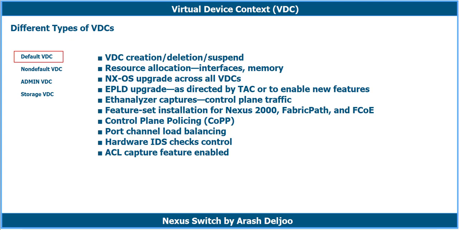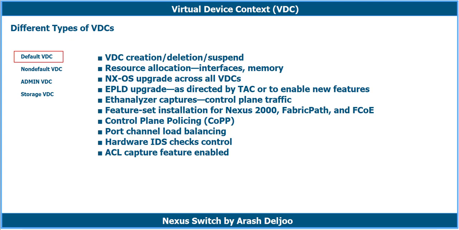Alright, now let me explain about the different types of VDCs. As explained earlier in this video, the NX-OS on the Nexus 7000 supports Virtual Device Context or VDC. VDCs simply partition the physical Nexus device into multiple logical devices with a separate control plane, data plane, and management plane. Connecting two VDCs on the same physical switch must be done through external cables. You cannot connect VDCs together from inside the chassis.